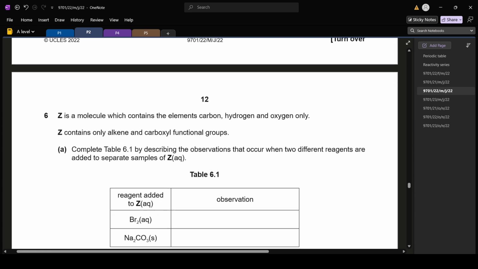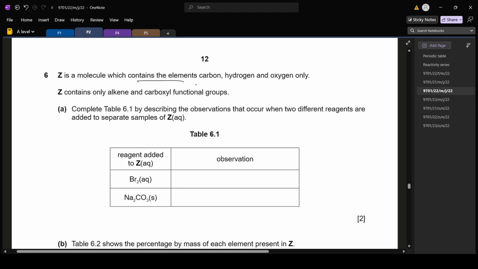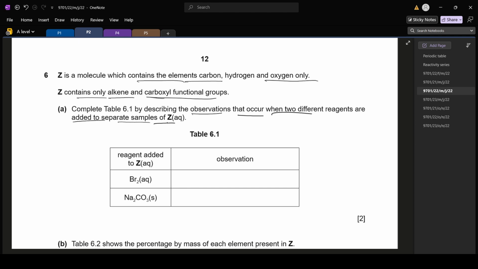Okay. Question number 6. Z is a molecule which contains elements carbon, hydrogen, and oxygen only. Z contains only alkene and carboxylic functional groups. Complete table 6.1 by describing the observations that occur when two different reagents are added to two separate samples of Z. So when aqueous bromine is added and it contains an alkene, so means double bond, so the bromine water will decolorize. Okay, orange color disappears.